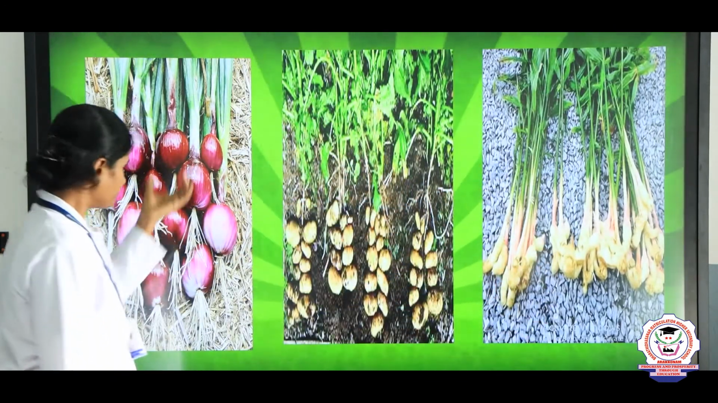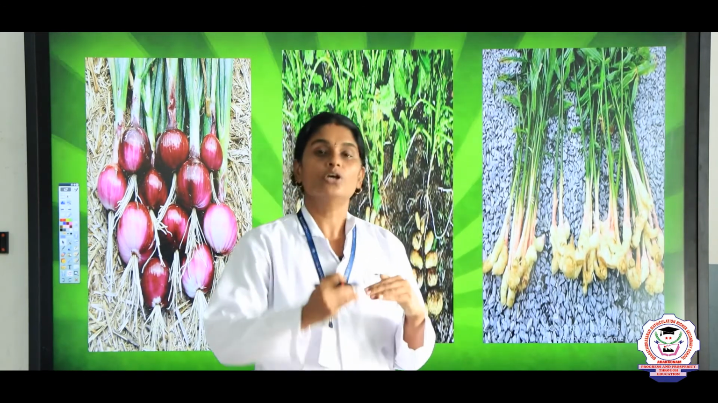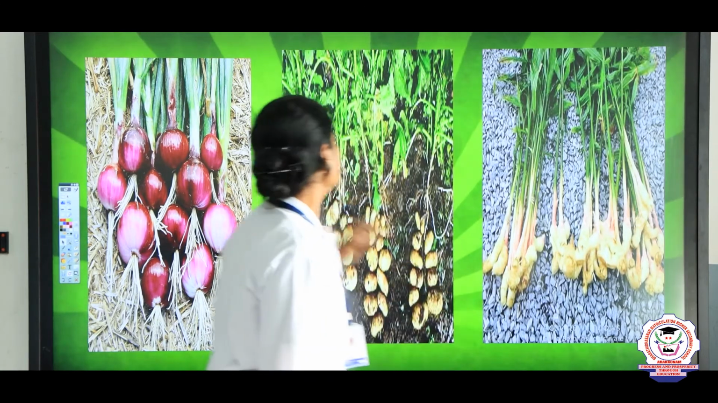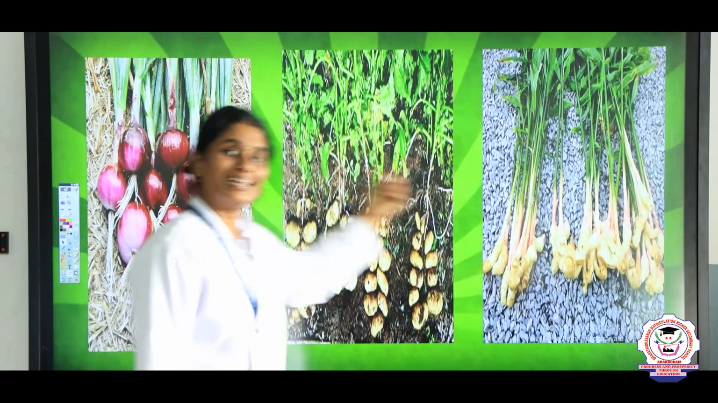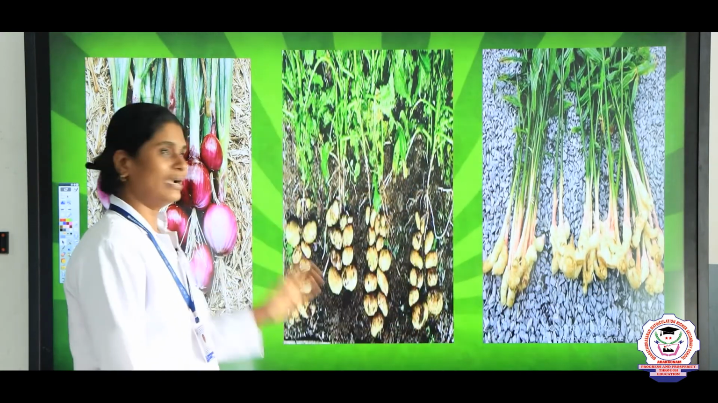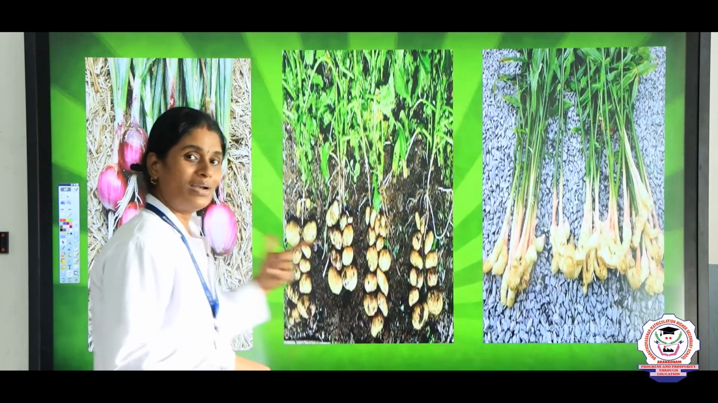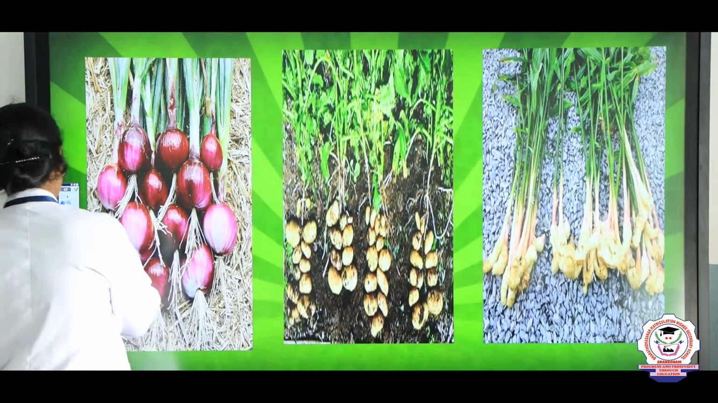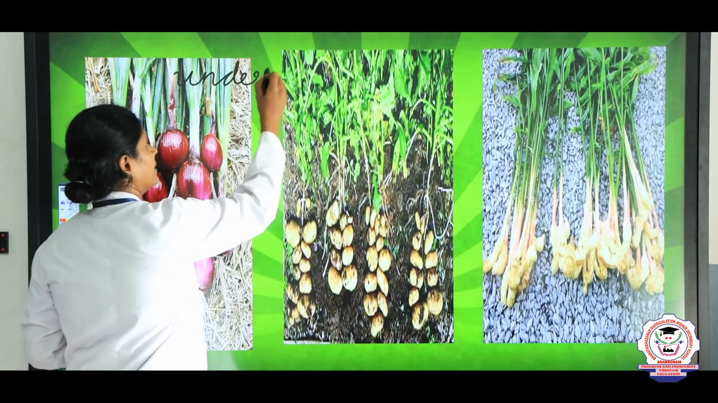Now let us see, there are plants that store food in their underground stem. So there are some stems present under the ground, so that we cannot see, right. For example, onion, potato and ginger. These come under underground stem. They are not called roots, right. Even though they are present under the soil, we should not call them roots. They are called underground stem. So they come under stem only.